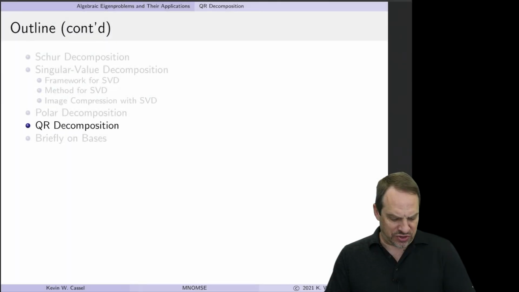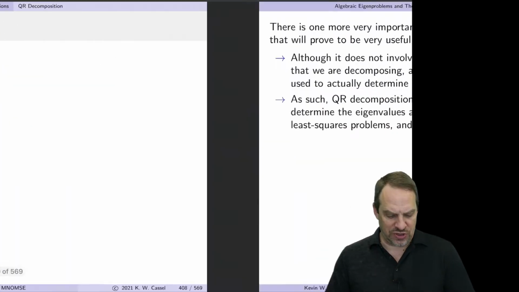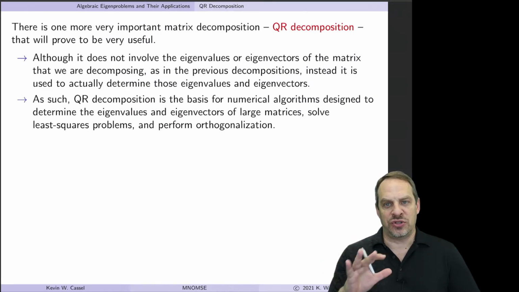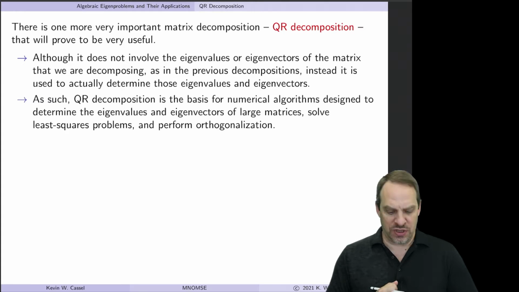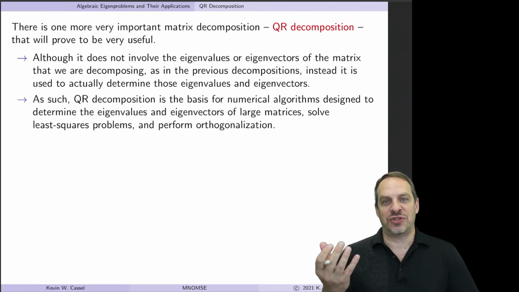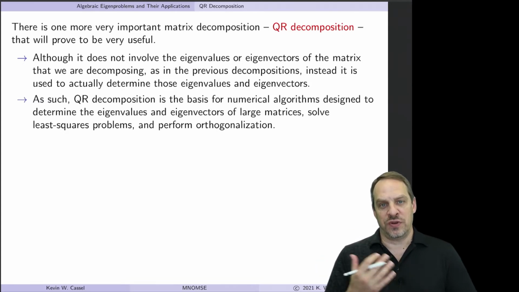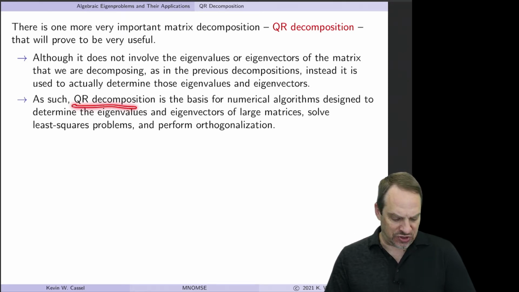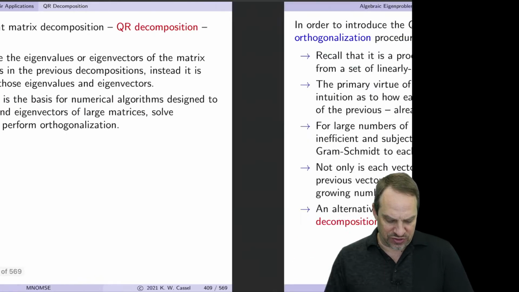Our last decomposition is QR decomposition. Whereas all the other decompositions were based on an eigendecomposition of something useful and interesting, in this case the QR decomposition is actually that decomposition that's used to get the eigenvalues and eigenvectors of a matrix. We'll see that in more detail in Chapter 6. But I want to introduce the QR decomposition here because it is closely related to eigenvalues and eigenvectors.